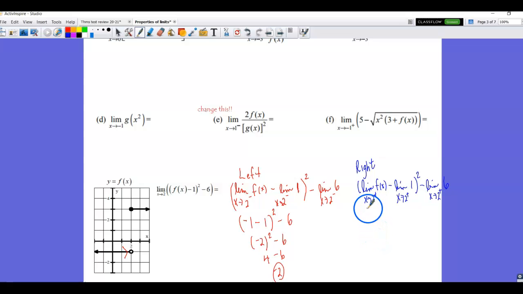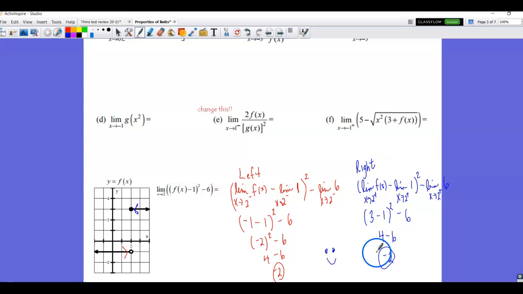All right, the limit as x approaches 2 from the right side is here, so we're approaching a y value of 3, minus the limit as x approaches 2 from the right side of 1, which is going to be 1, and we're going to square that quantity. The limit as x approaches 2 from the right side of 6 is going to be 6. 3 minus 1 is 2, 2 squared is 4, 4 minus 6 is negative 2, and so we have left and right agreement.